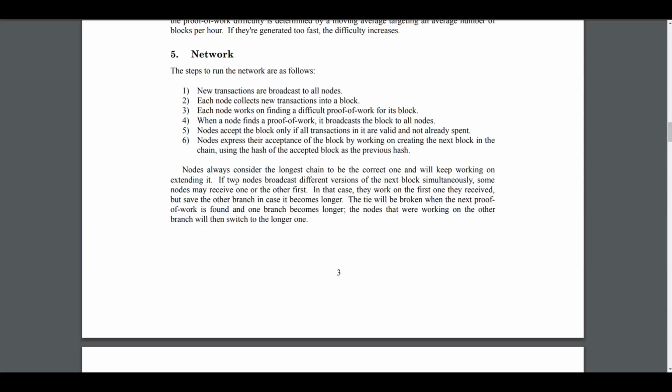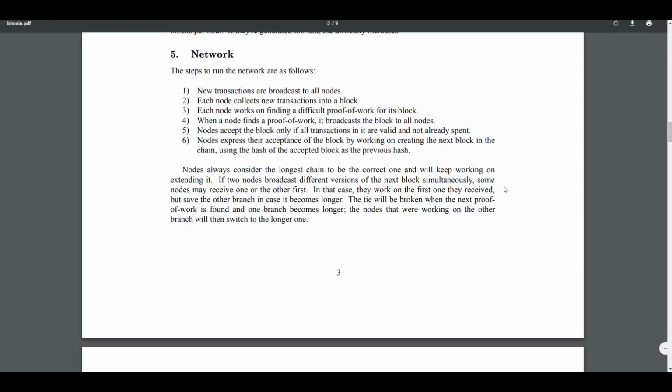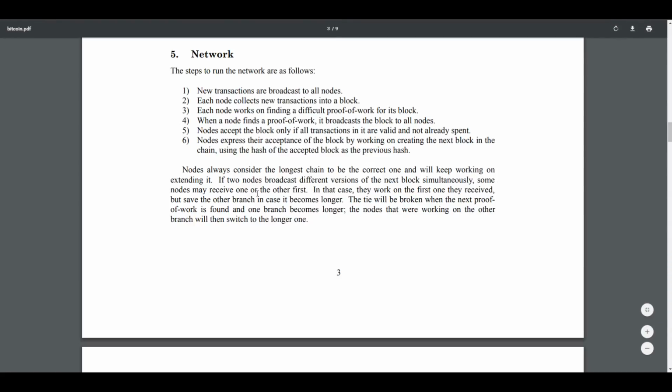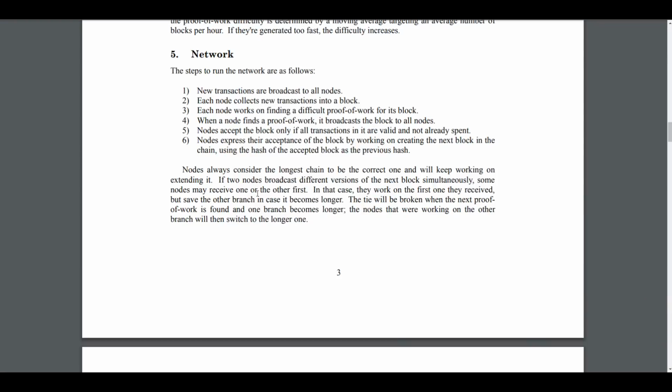So if two nodes broadcast different versions of the next block simultaneously, some nodes may receive one or the other first. In that case, they work on the first one they received, but save the other branch in case it becomes longer. The tie will be broken when the proof of work is found and one branch becomes longer. Right? Yeah. So this is very straightforward.